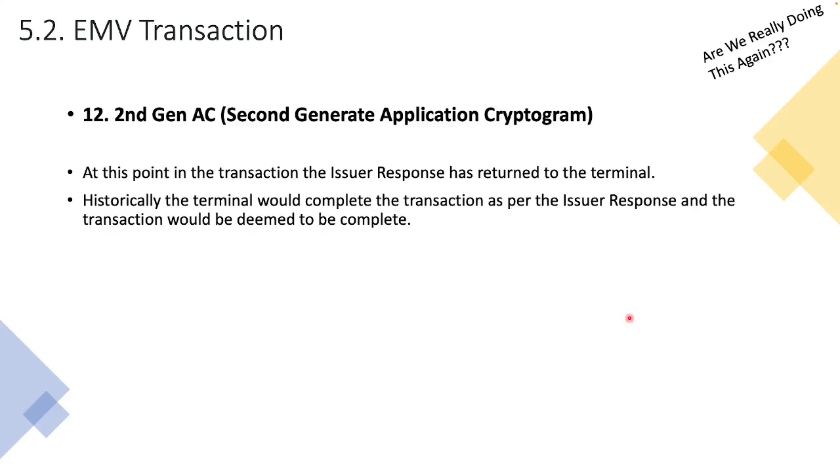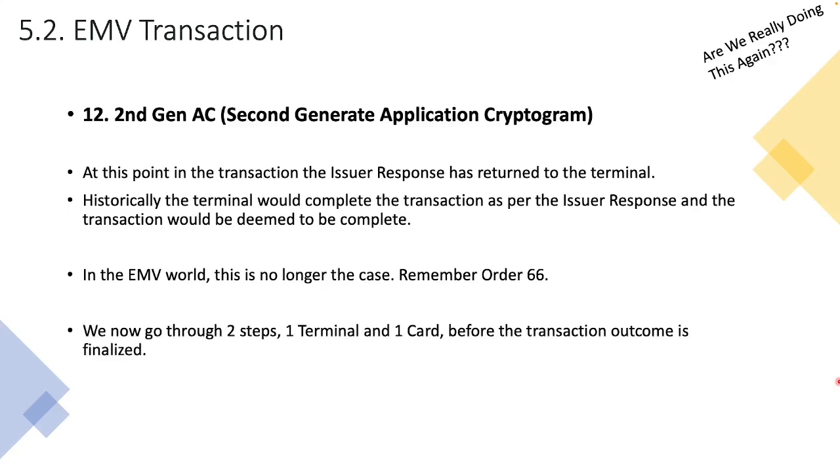Okay. Now in the EMV world, this is no longer the case, right? So remember Order 66. In an EMV transaction, the card is the final decision maker. All right. So yes, even though we've received an issuer response back from the issuer host, it still needs to be vetted by the card, and the card will make that final decision.